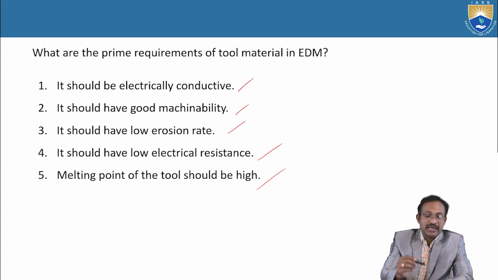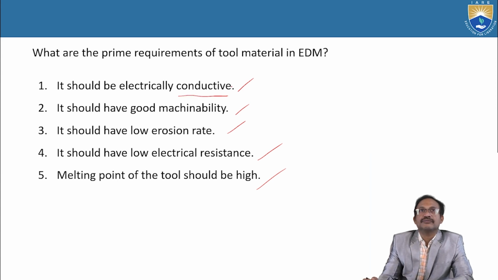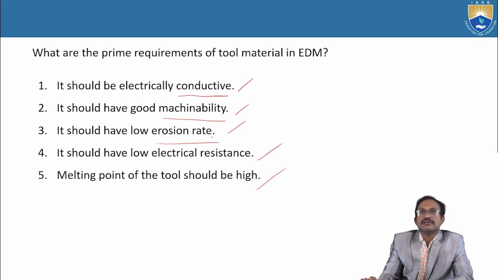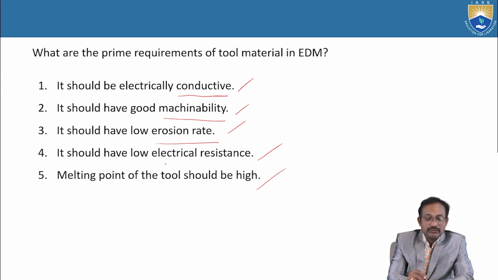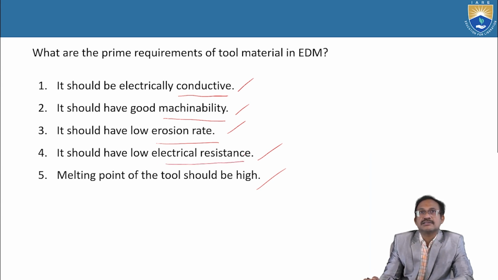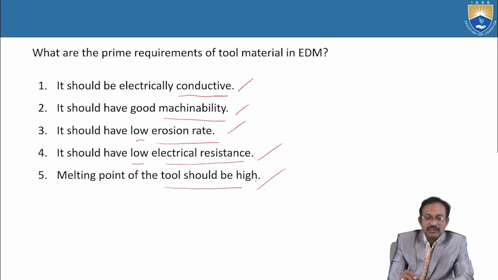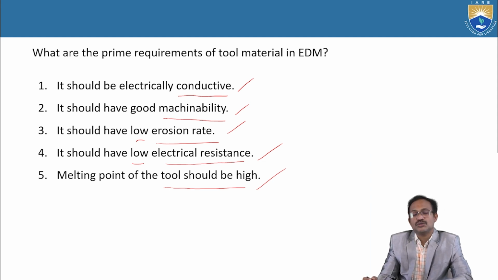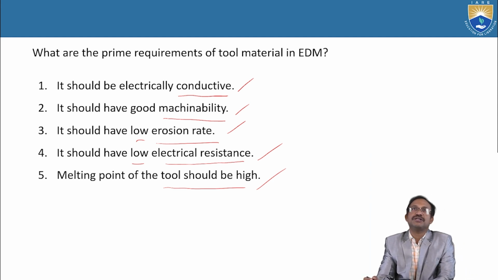It should be electrically conductive. It should have good machinability. It should have low erosion rate. It should have low electrical resistance. And the melting point of the tool should be high; the tool should not melt at low temperatures. So these are the prime requirements of the tool material used in electro discharge machining.